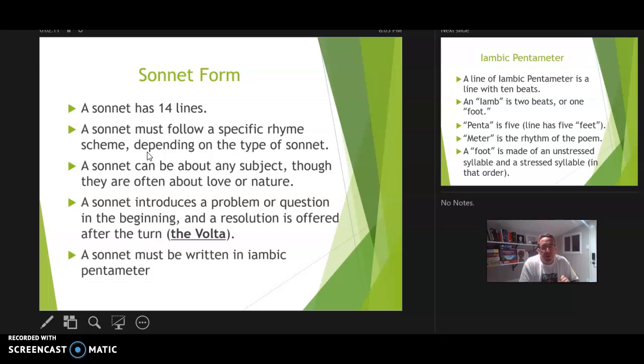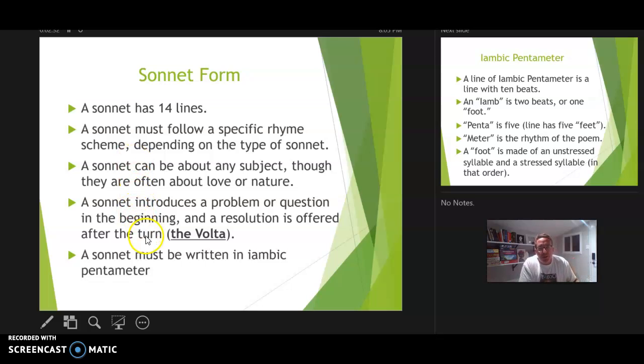turn, right, which we call the volta, which is Italian, as you would imagine. There's always a turn, sometimes at line 6, sometimes at line 8, or line 12, I should say, right? There's always this turn in the poem and then a move towards a resolution, some kind of solution to the problem that's been set up.